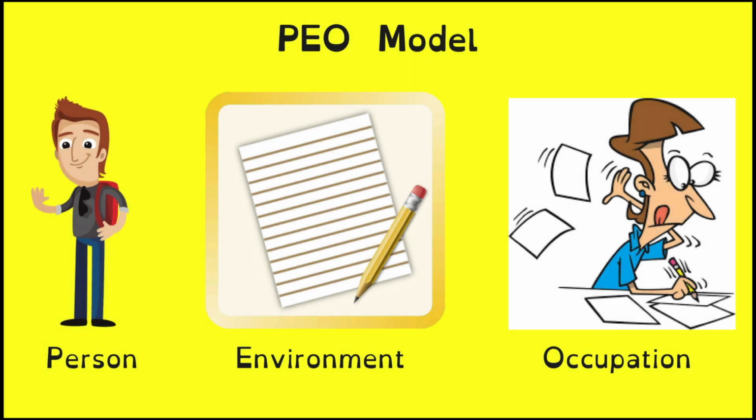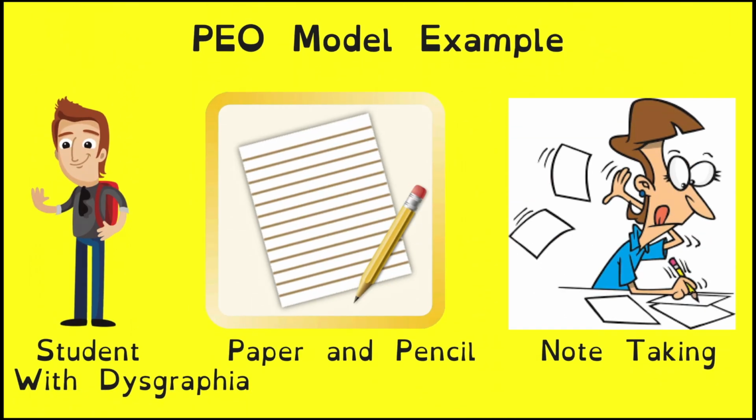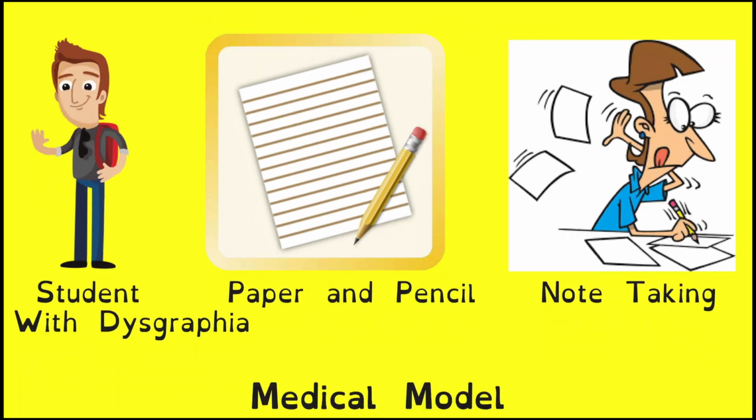So, we can use the person, environment, and occupation model to explore the student in the clip and examine what is going on. The student has mild cerebral palsy or dysgraphia, something that's making it difficult for him to handwrite. The environment in this case is using a paper and pencil, and the occupation or activity is note-taking.